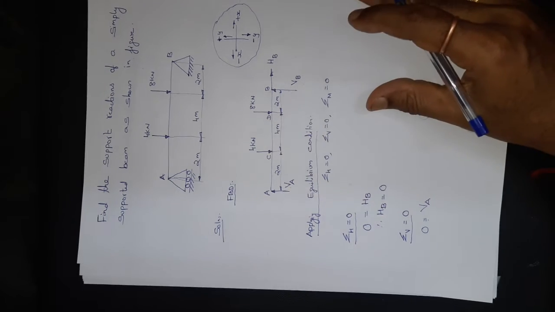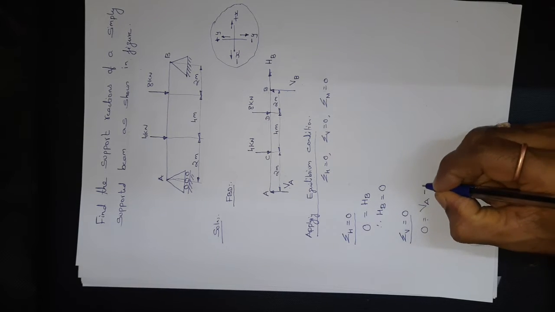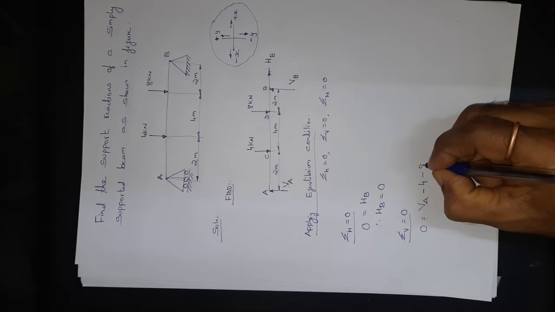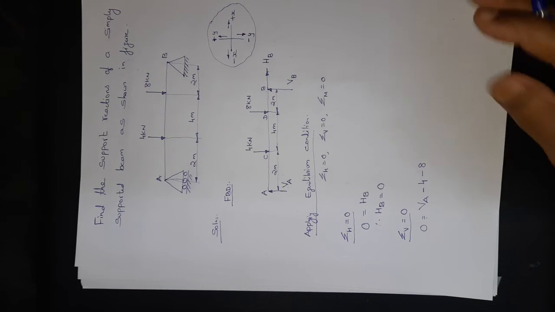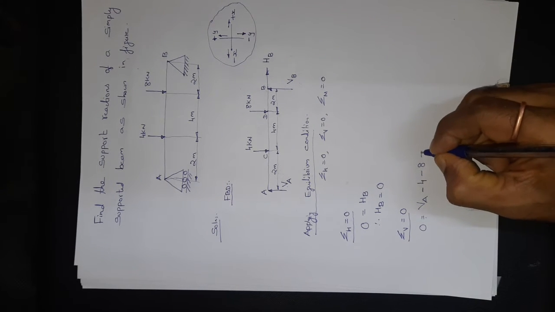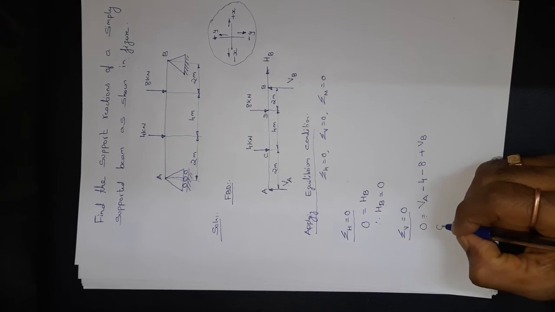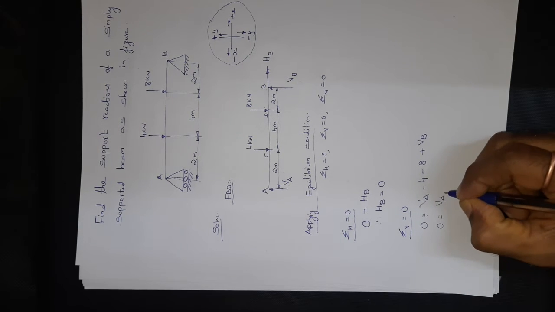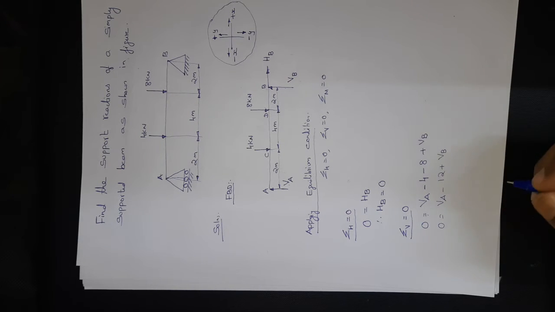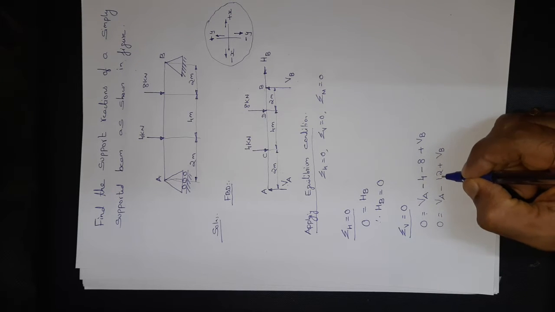Then this 4 kilonewton is acting in the negative direction, so minus 4, and 8 again is acting in the negative direction, minus 8. And VB is acting in the positive y direction, therefore positive sign VB. So 0 is equal to VA minus 12 plus VB. Right. So let me just take this VA plus VB equal to 12.